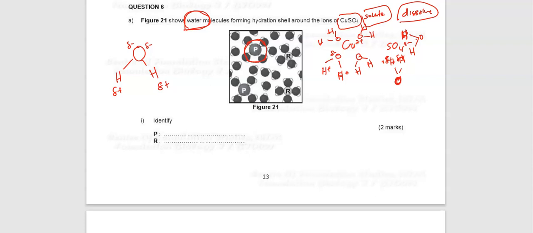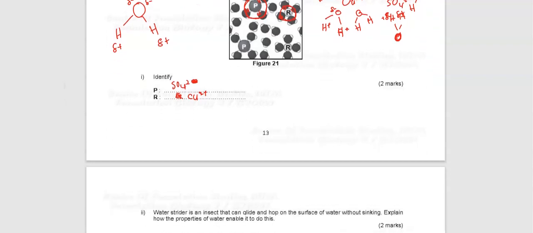So for P, as you can see, it is the hydrogen region of the water molecule. So the hydrogen region will surround SO4 2 negative. So I identify P as SO4 2 negative. And as for R, as you can see, the region of the water molecule that surrounds R is the oxygen region. So R will be Cu2 plus. So that is your answer.